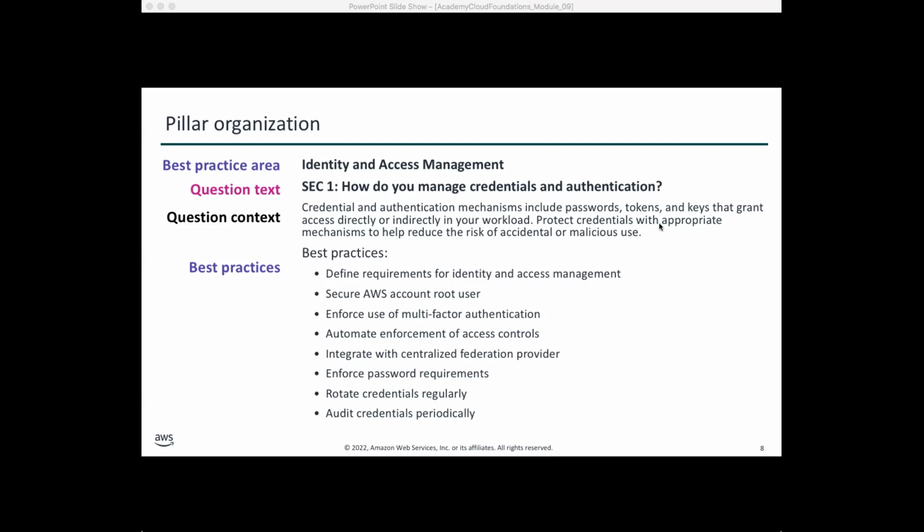And then you find the answer. The answer is given here, right? Following these best practices: define requirements for identity and access management, secure AWS account root user, and so on. Rotate credentials regularly, audit credentials periodically, and based on these recommendations, we come up with an answer, and that's how we address this pillar.